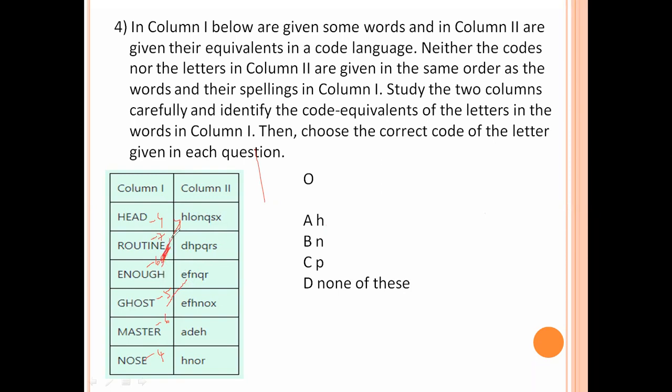7 letters this one. Routine HLY and QSX. The 6 letters 2 is there, 4 letters are 2 is there. Here also 6 letters 2 is there. DHPQRS, EFH and OX. Which one belongs to which one? Here we find.